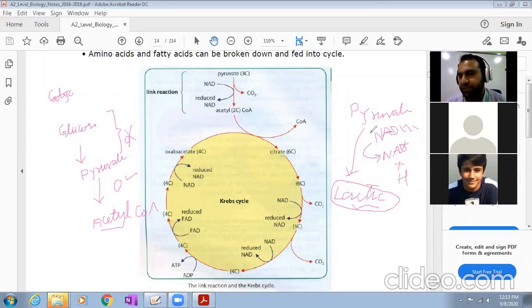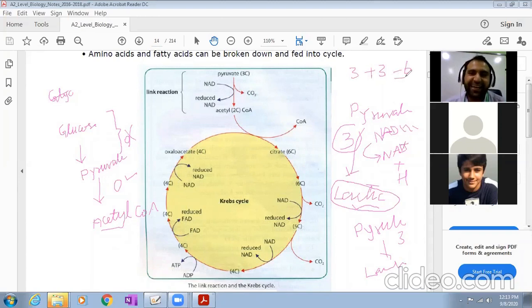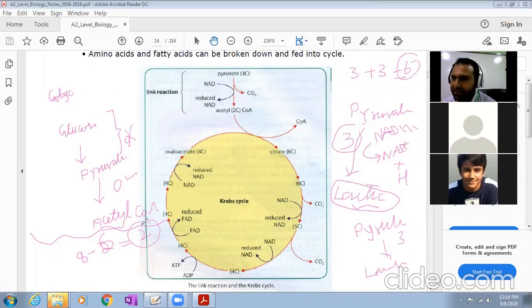How many ATPs did we lose here? Three ATP lost here. The same for another pyruvate from another glucose. So how many ATP lost? Three more, six in total. Three plus three is equal to six, right? Yes. So in glycolysis, how many net gain? Eight, when glucose was converting into pyruvate. So eight minus six, two. So what is the net gain in anaerobic respiration? Two.